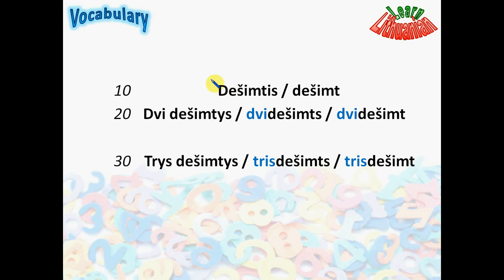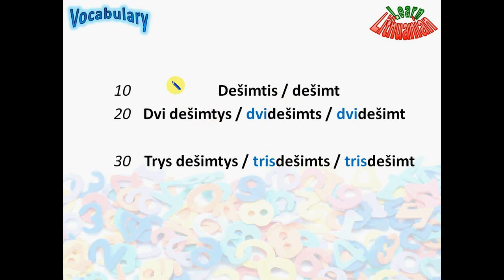If you want to say 2 tenths, you've got to say dvi dešimtys. Of course, nobody says 2 tenths in real life because this is too long. So people shortened it to dvidešimts. The same as with 30. We've got 3 dešimtys, 3 tenths. It was shortened to trisdešimts.